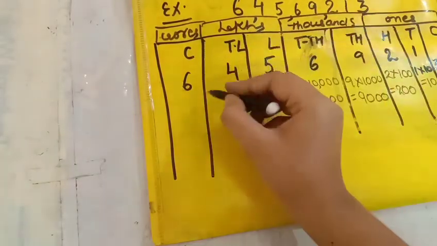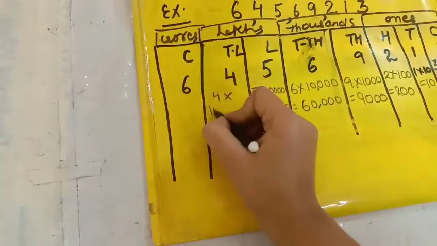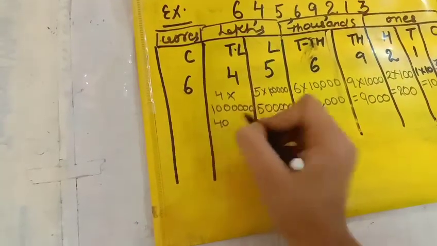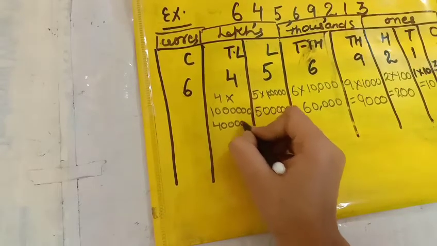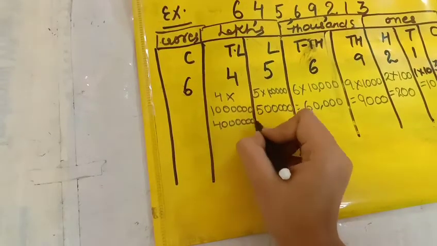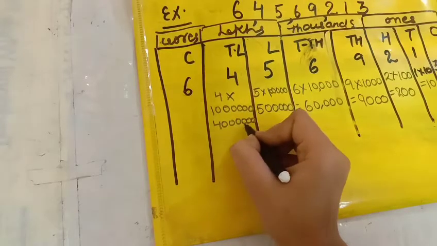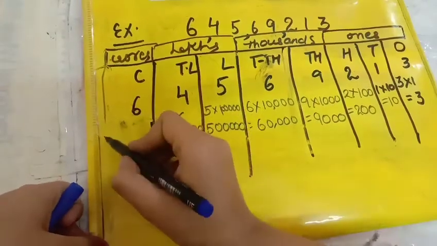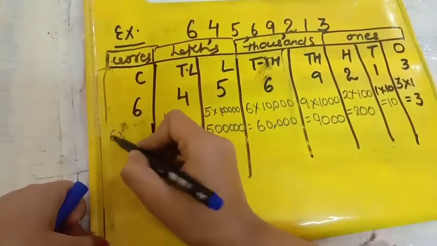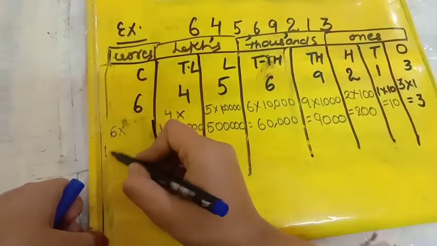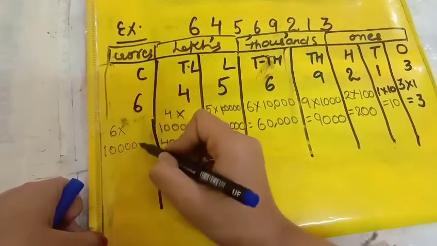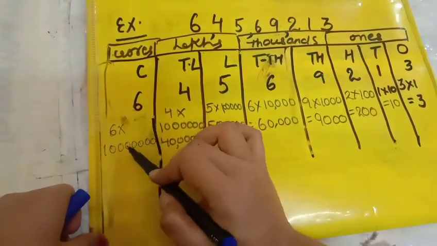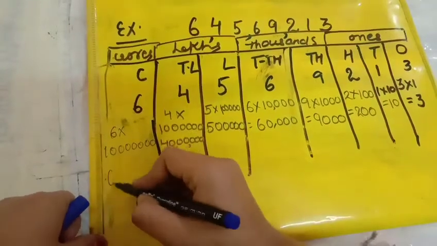4 in 10 lakh column. So 4 multiply 10 lakh. 1, 2, 3, 4, 5, 6. That is 40 lakh. Ones, tens, 100, 1000, 10,000, lakh, 10 lakh, 40 lakh. We will put comma like this. Now place value of 6. 6 multiply 1 crore. 1, 2, 3, 4, 5, 6, 7. 1 crore means 7 zeros. Ones, tens, 100, 1000, 10,000, lakh, 10 lakh, crore. So this is 6 crore.